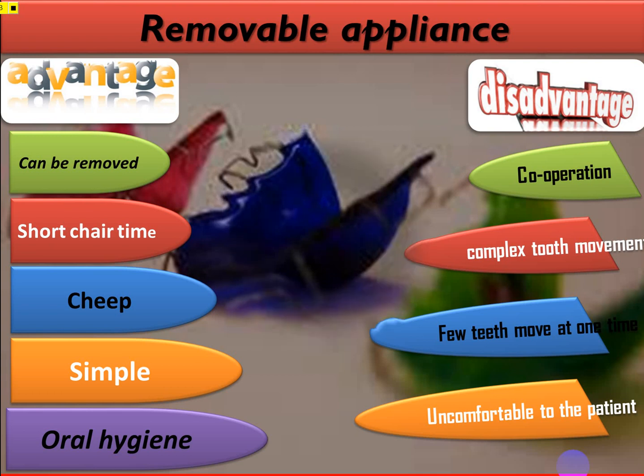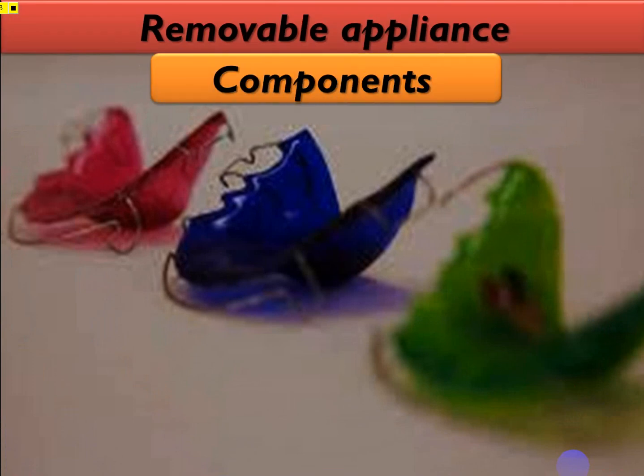Now, the components of removable appliance. So please, I want your attention to this subject. What about the components of removable appliance? Keep in your mind that the removable appliance consists of four important components. Four important components that should be written and mentioned in the following sequence.